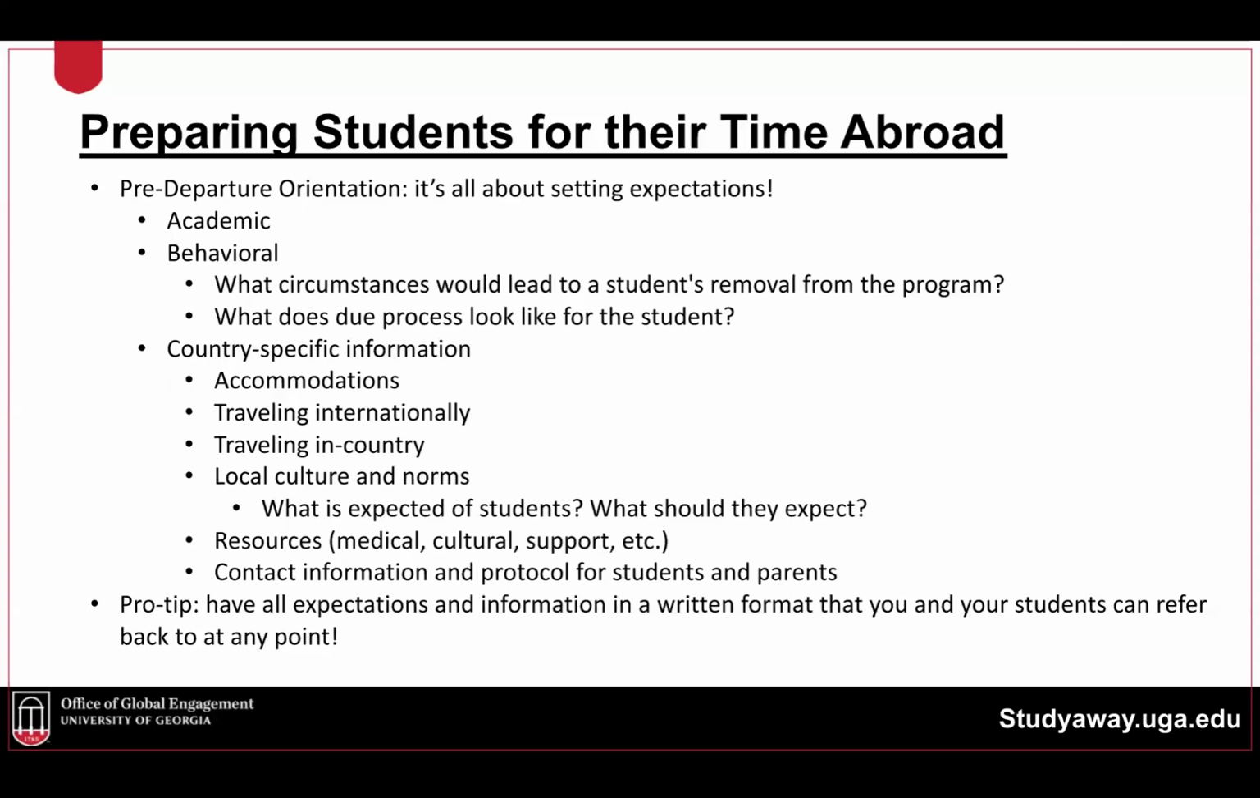So thinking through, what are your behavioral expectations? What's going to be realistic? What's going to be enforceable? What are consequences for different types of behavioral issues? What circumstances would lead to a student's removal from the program? What does due process look like for a student who's accused of something?